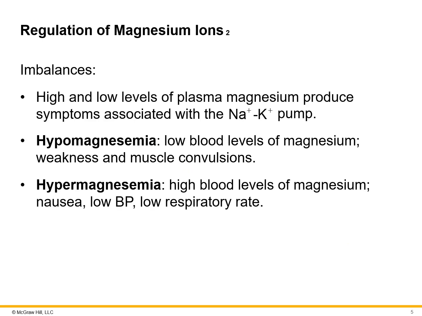So with our imbalances, the main thing here with either high or low magnesium produces the main effects through that sodium-potassium pump, where it's a cofactor for that and is important in helping it work. So if we have low magnesium, then we get weakness and muscle convulsions, again, mainly due to that sodium-potassium pump not allowing the right electric current to move across those muscles. If we have too much, so the hypermagnesemia, this leads to nausea and low blood pressure, as well as low respiratory rates.